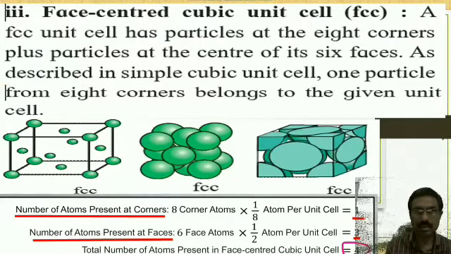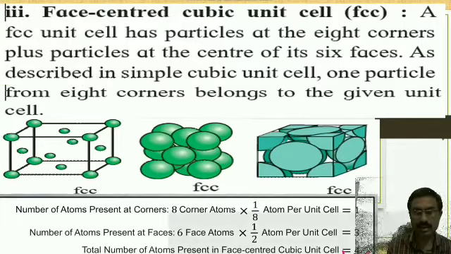These are the atoms in a face centered cubic unit cell. 4 atoms are present in a face centered cubic unit cell.